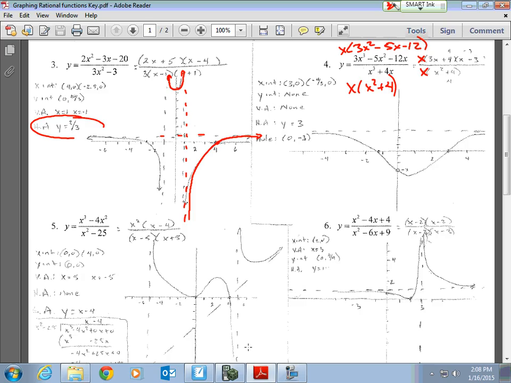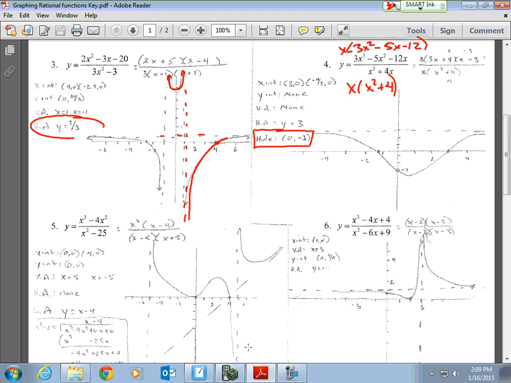Notice there is an x common in top and bottom. That's why I scratched them out. We now have what's called a hole. Remember the definition of a hole. When a factor on top is exactly the same as a factor on the bottom, they will cancel, and that generates a hole.